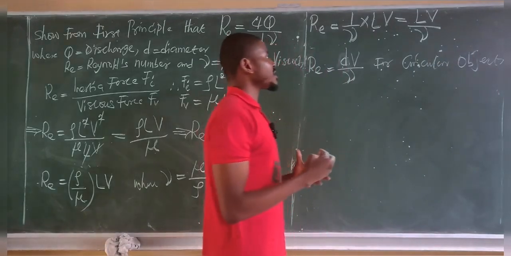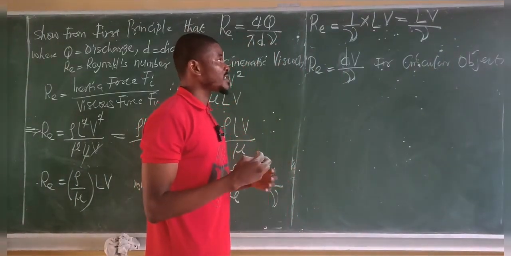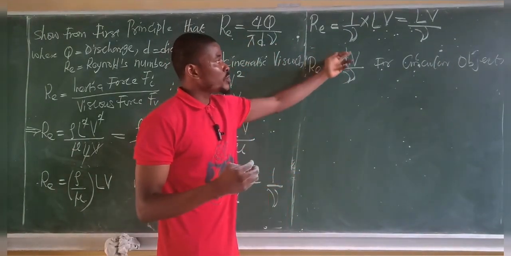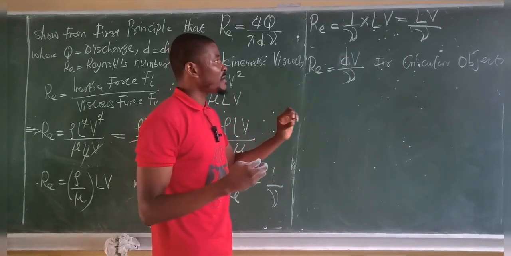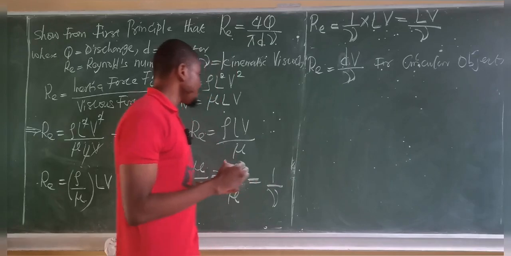Alright, so if the geometry of the given object is circular in shape, it means we will need the diameter. Hence, the Reynolds number can be altered, and the length can be replaced by what? Diameter. Same thing happens here.